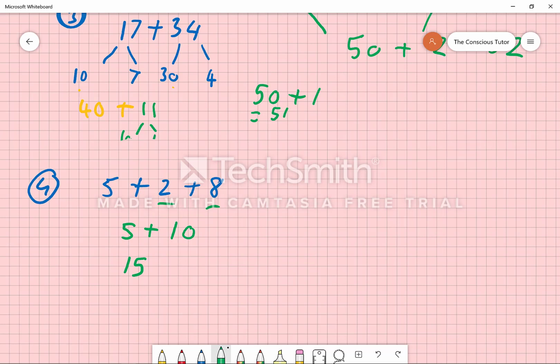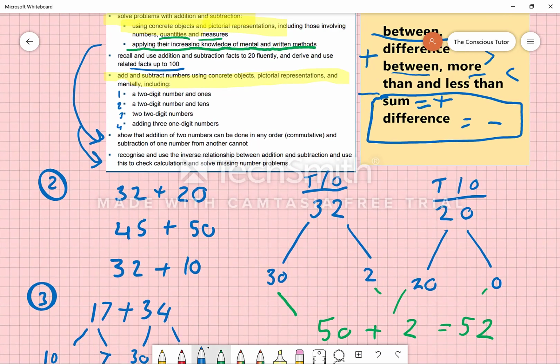If they're not confident with their number bonds, then teaching them to add the largest number first, 8, then adding the next number, 5, and then adding 2 is a method that they could use. However, the strongest method to use is to be able to rely on their number bonds. So just to recap on this last objective, is to show that addition of 2 numbers can be done in any order. That's called commutative. And subtraction of one number from another number cannot be done in any order.